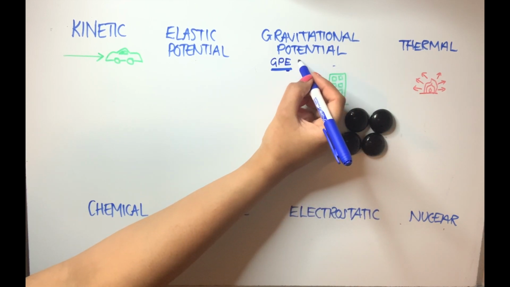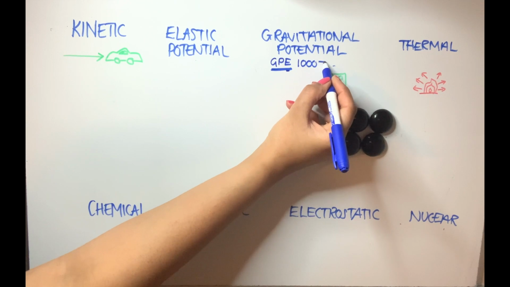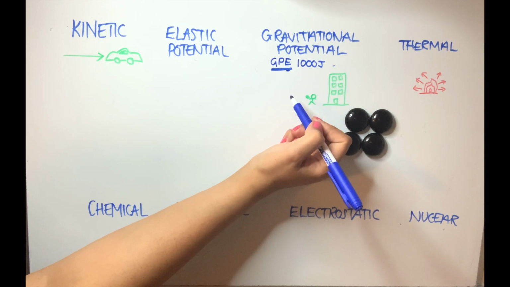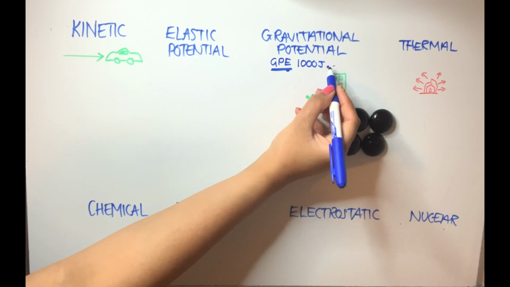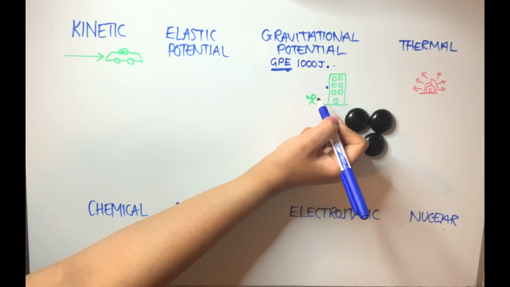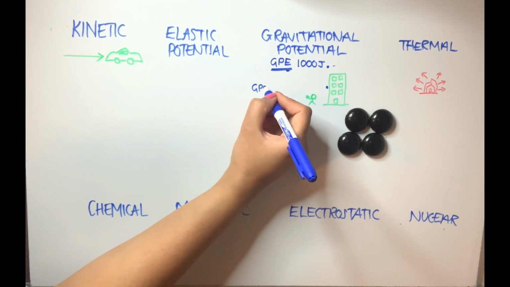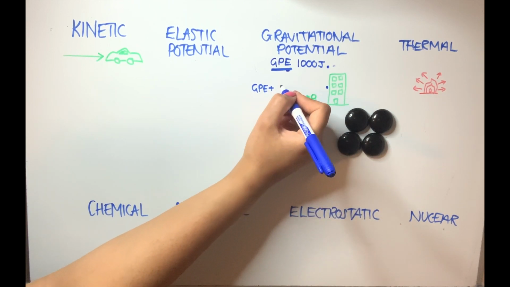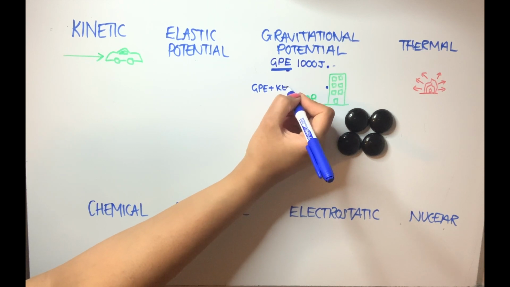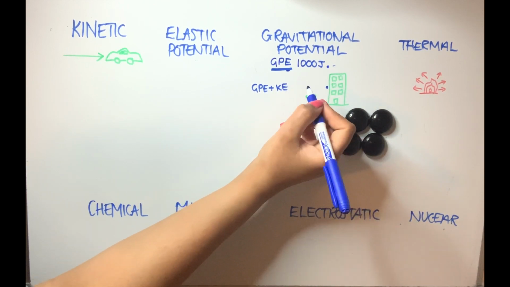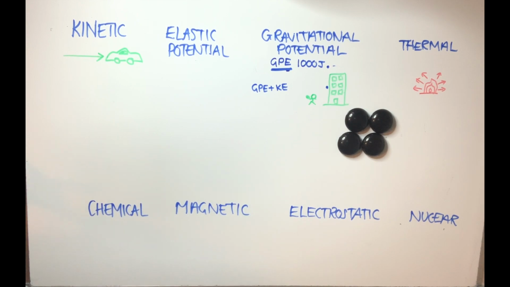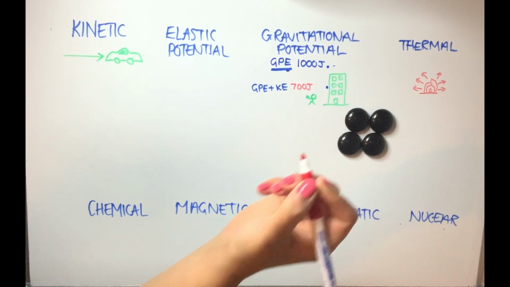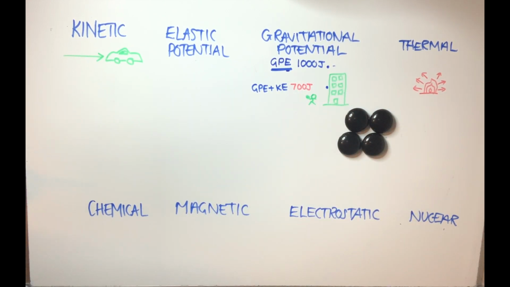So if I say we start off with 1,000 joules of gravitational potential energy at the top, and then an object moves to part B where it has gravitational potential energy, because it's still above ground level, and it has kinetic energy. And if I say at this point the kinetic energy is 700 joules, what is the gravitational potential energy?